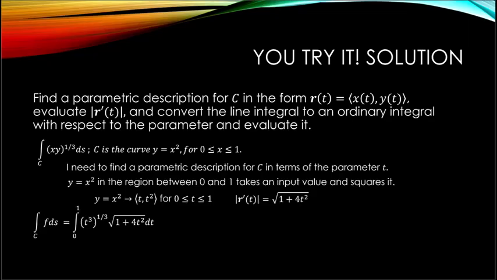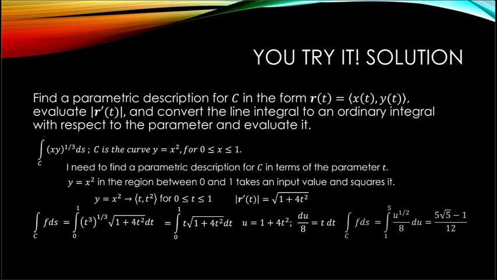This simplifies to the integral from 0 to 1 of t times the square root of the quantity 1 plus 4t squared dt. Now I'm going to use a u substitution where u is equal to 1 plus 4t squared, which means that du divided by 8 is equal to t dt. This gives me an integral that is equal to the integral from 1 to 5 of u to the 1/2 over 8 du, which is equal to 5 square root of 5 minus 1 over 12. Pay attention to the fact that I did have to change my limits of integration with that substitution.